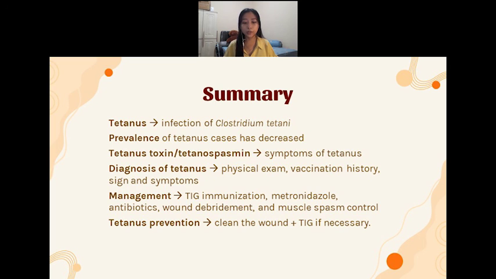Management of tetanus can be done by giving TIG immunization, giving metronidazole antibiotic, wound debridement, and muscle spasm control with the use of diazepam and phenobarbital or chlorpromazine. Meanwhile, tetanus can be prevented by cleaning the wound properly and giving TIG if necessary.